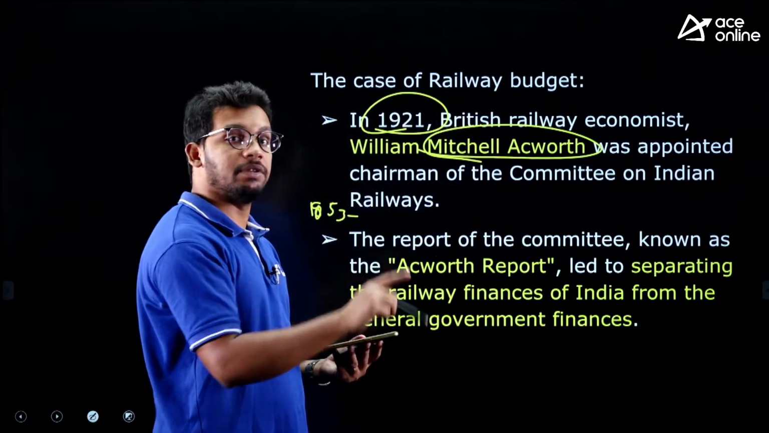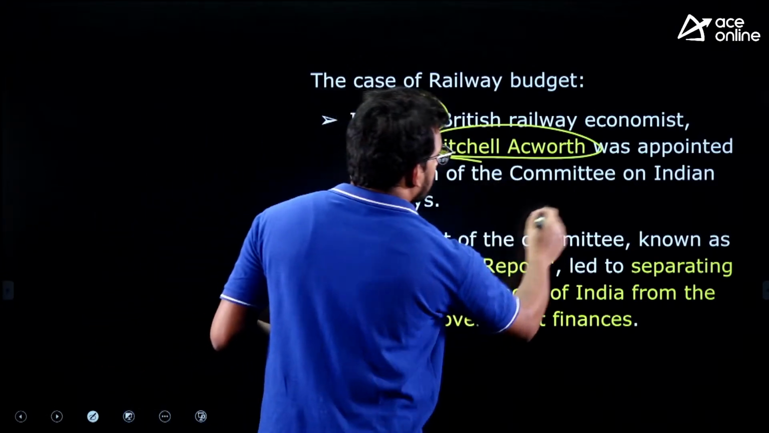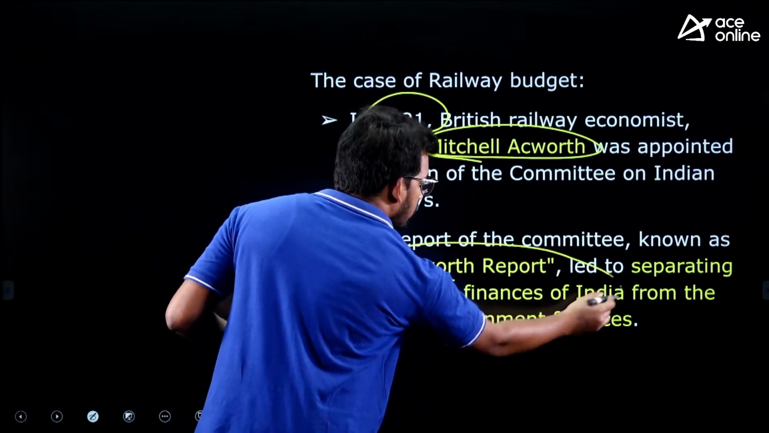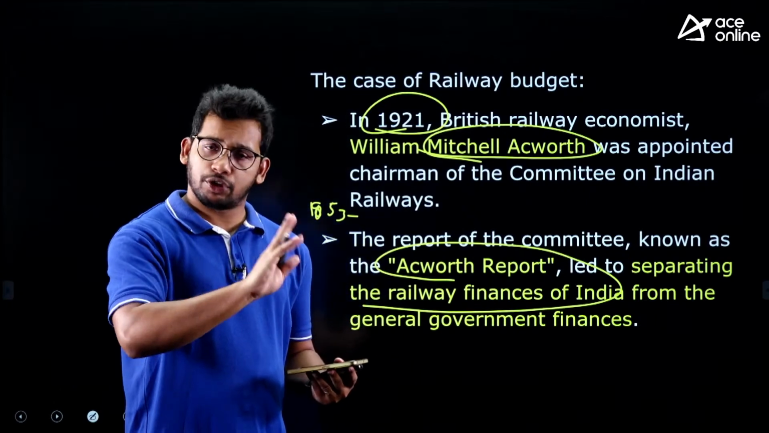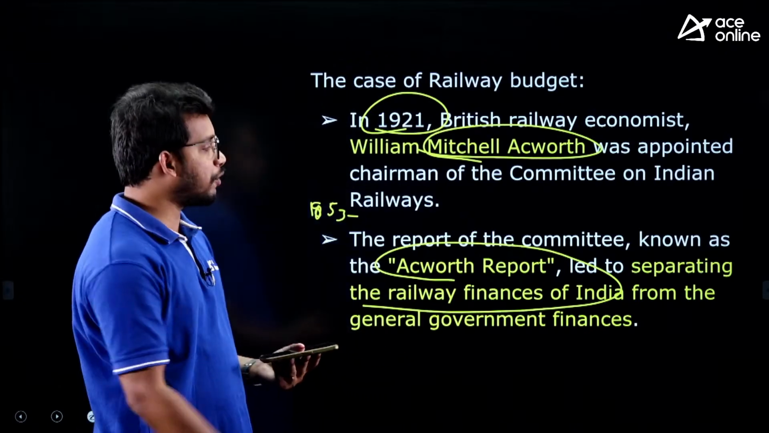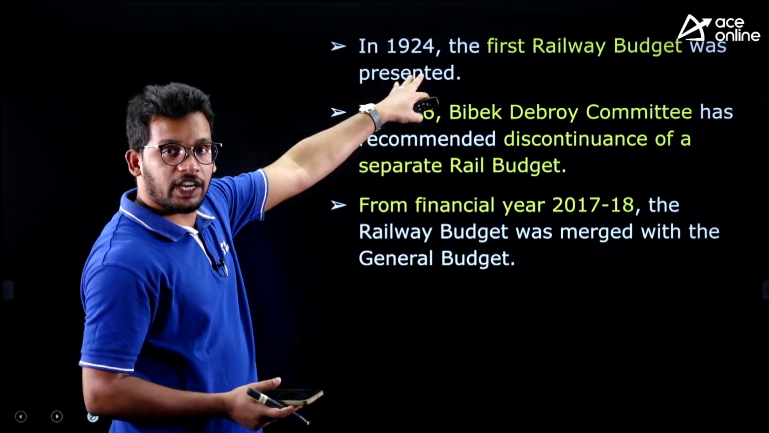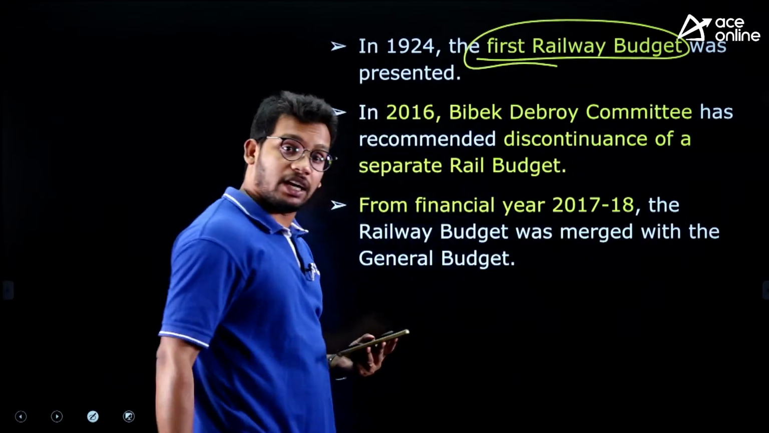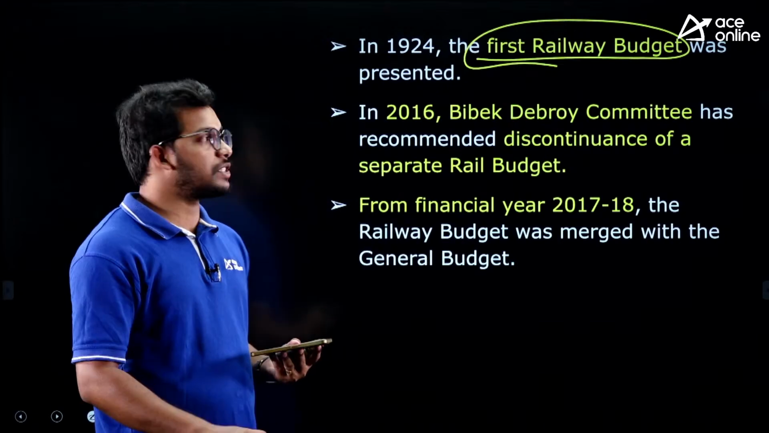This was asked many times in the SSC exam, right? So Acworth was appointed, and he was asked to consider a separate railway budget. The Acworth report was given to the British government. They said that we should not combine the railway budget with the normal budget. We should have a different budget for railways. So this committee's recommendation was agreed, and in 1924, for the first time, the railway budget was given separately from the normal budget, right? So the railway budget was put forward by the railway minister separately.